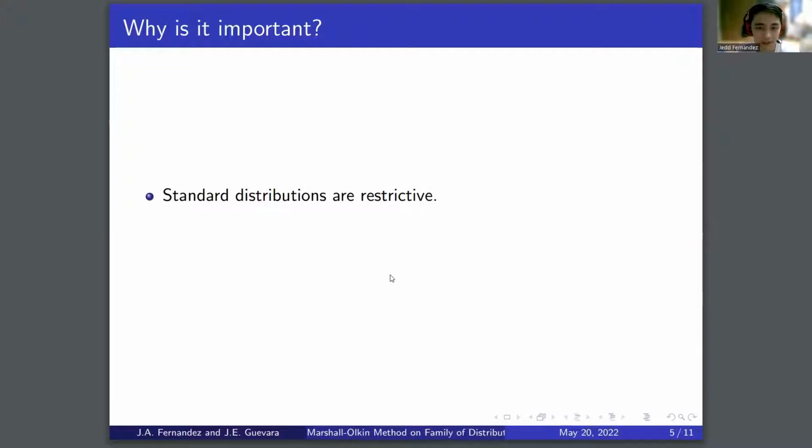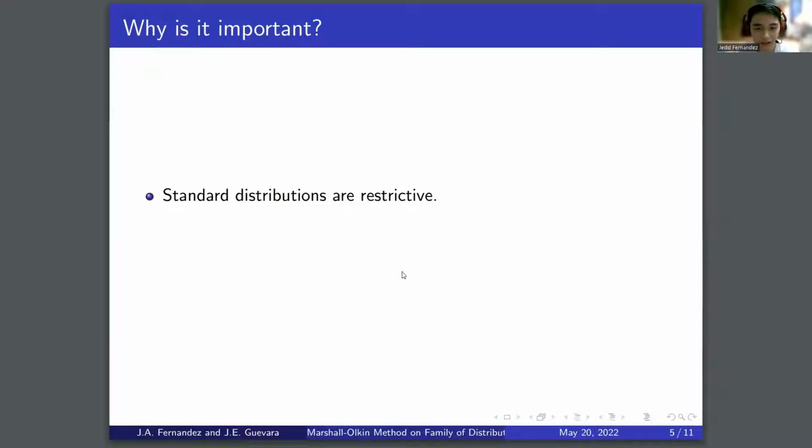Next, we talk about its importance. First is that standard distributions are restrictive. Standard functions like the exponential distribution have a constant hazard rate. This makes them less of a viable distribution to model real-life situations. By extending distributions, we are able to make them more flexible and a better model for real-life situations.